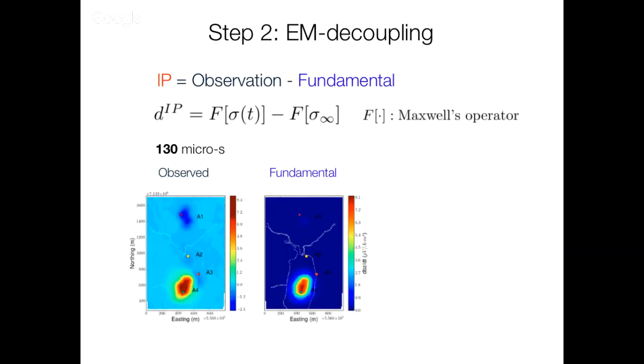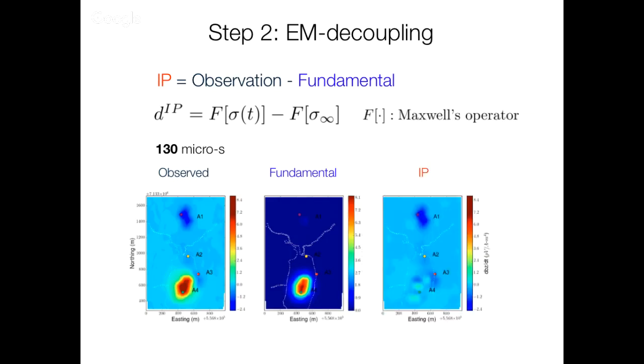And now we're going to decouple. So here's at 130 microseconds. We take that conductivity, subtract it from the observation. Here's the observations. Here's the fundamental. And watch this one. When we do our IP data, what we really see is, it used to be this stuff in here, but that's really much more of an EM response. This material up here is much more of an IP response. And now, having done this at 130 microseconds, this is much more reflective of what the IP response is.